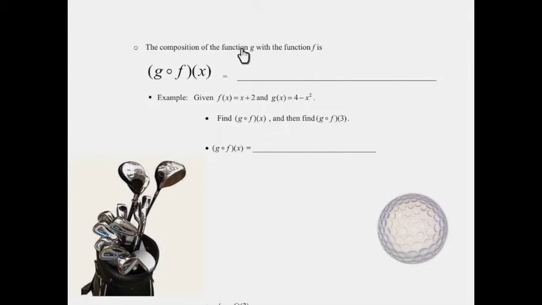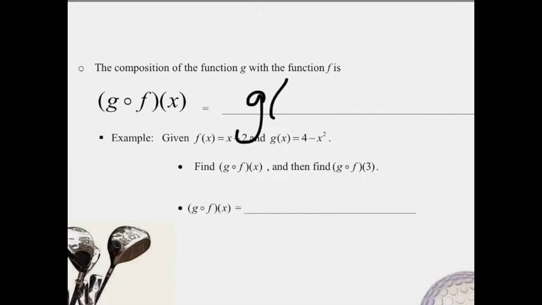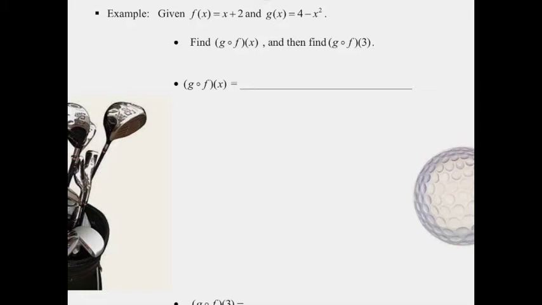Now the composition of the function g with the function of f is the same process of nesting a function inside of a function. Just notice that the order is different. You're doing g of f of x. So this can be written g of f of x with the f of x function nested inside of the g of x function. For example, we're going to use those same exact functions, f of x equals x plus 2 and g of x equals 4 minus x squared, and find g of f of x. And then we're going to evaluate that at 3, and we'll see what happens.